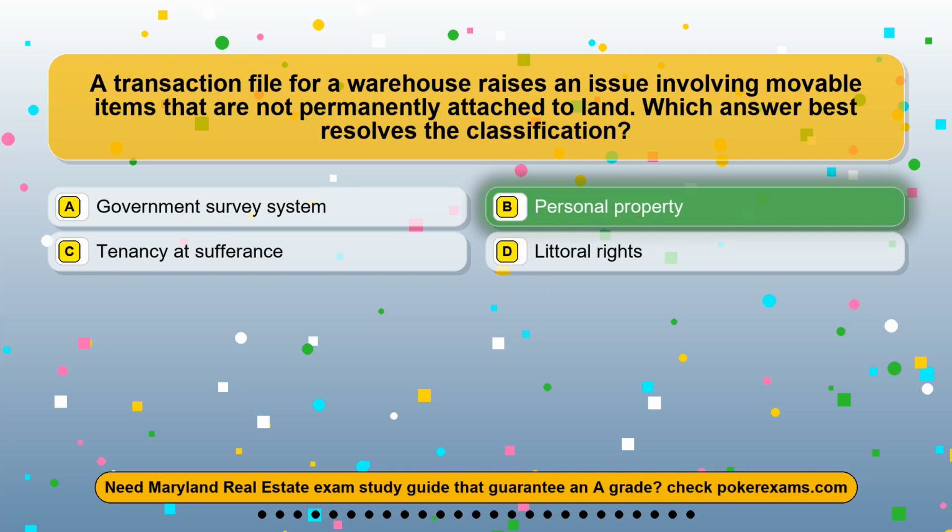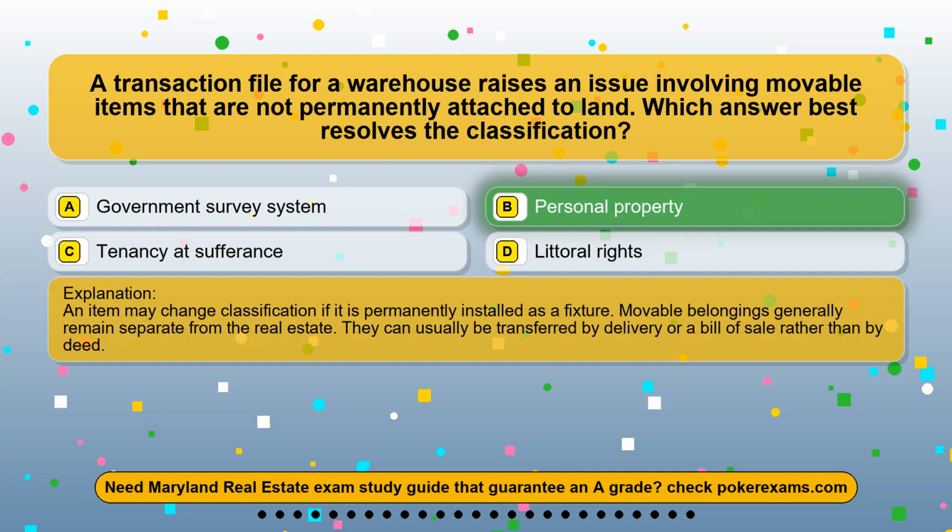The correct answer is option B, personal property. An item may change classification if it is permanently installed as a fixture. Movable belongings generally remain separate from the real estate. They can usually be transferred by delivery or a bill of sale rather than by deed.